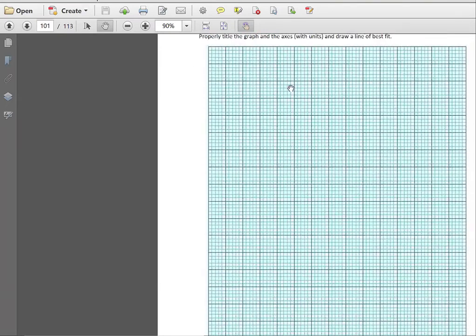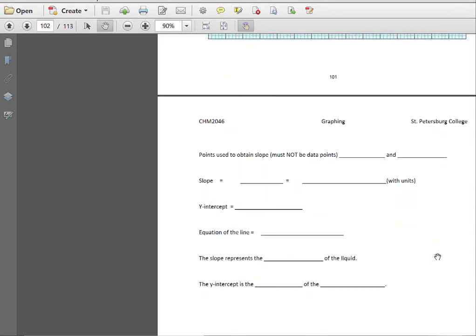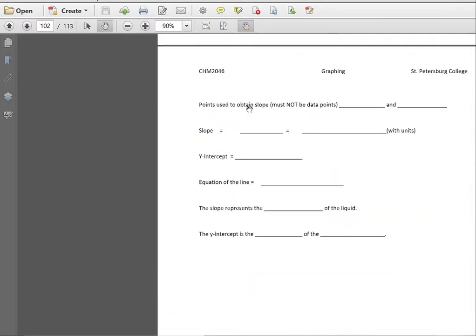So how did I get 20 and 15? 1, 2, 3, 4, 5, 6, 7, 8, 9, 10, 11, 12, 13, 14, 15, 16, 17, and then you count 18, 19, 20. And this way here is 15 boxes. That's how you count the spacing. You see here, points used to obtain the slope must not be any of your data points, so you pick 2 points on your graph, and you can use these 2 points once you get your Excel graph as well.